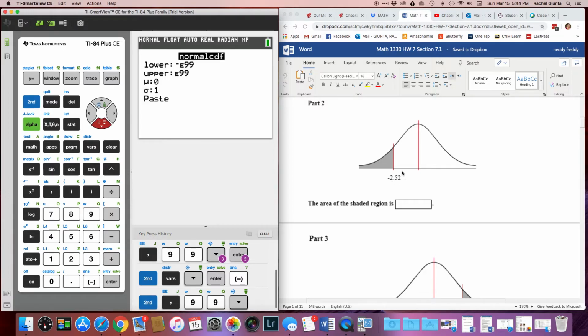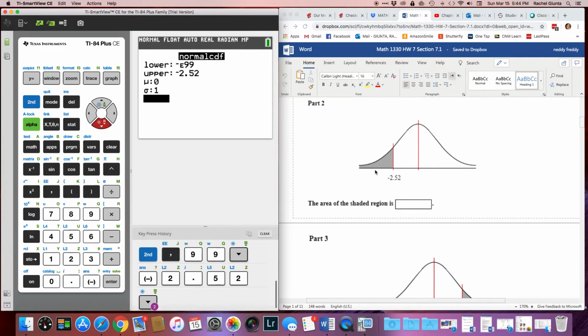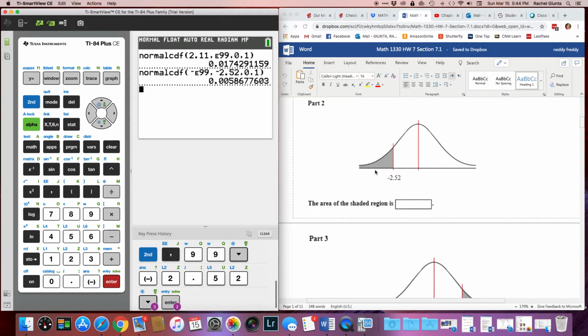And if you remember, I said earlier, all the z-scores that are to the left side of the mean are going to be negative. Here's an example here. So again, with the negative sign and not the minus calculation number, 2.52. Keep these two the same, paste, and there's your answer.